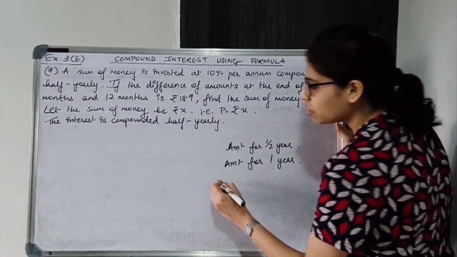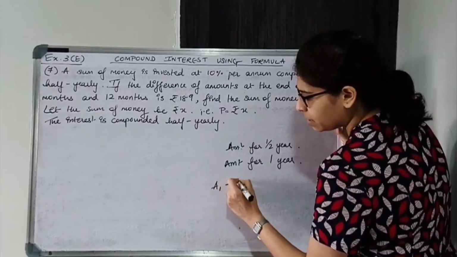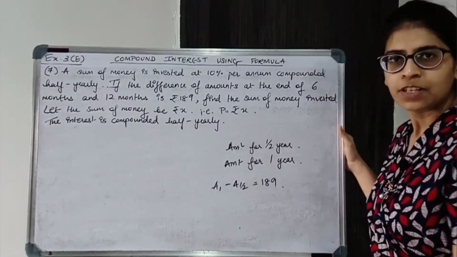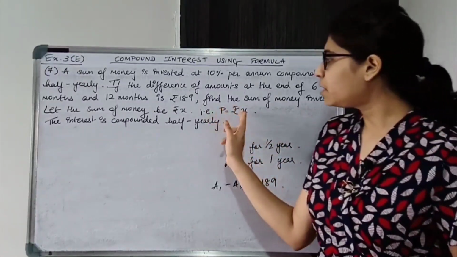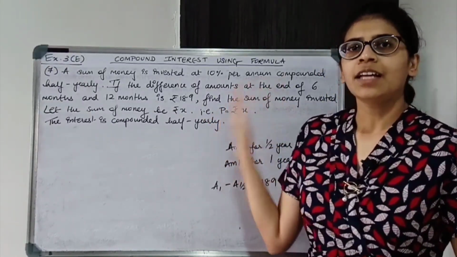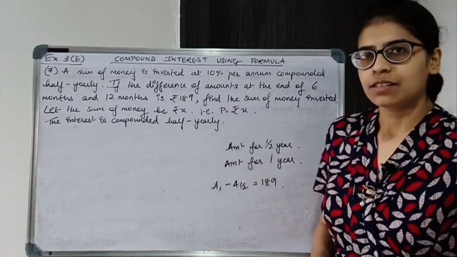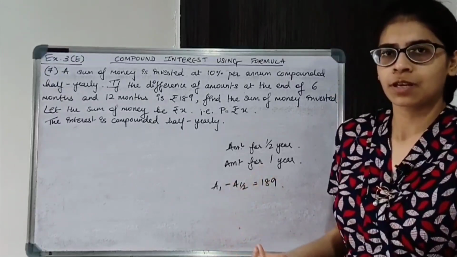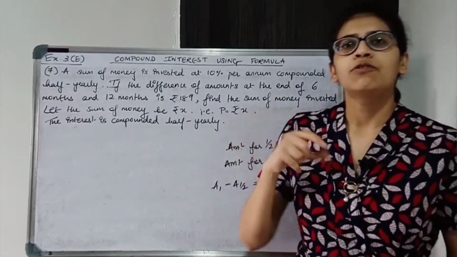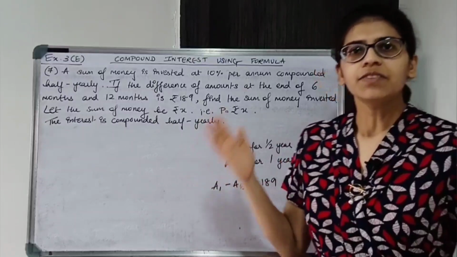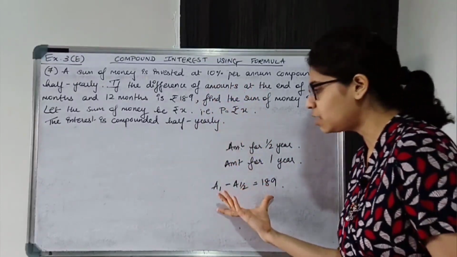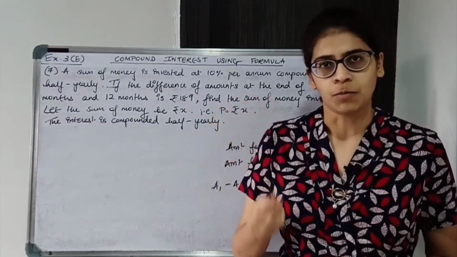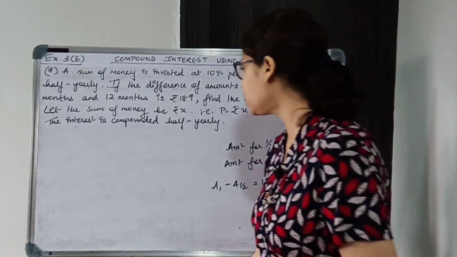So this is the condition given to us: amount for 1 year minus amount for half year is equal to 189. It's very easy. Principal we have assumed to be x rupees. Rate of interest is 10%. n will be 1 for this case and half for this case. So let us find the amount for 1 year and half year, and then substitute the values in this information. On solving we'll get the value of x, that is the sum of money. So let us now start solving.